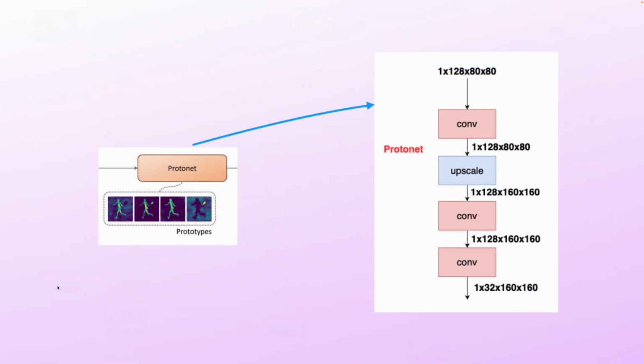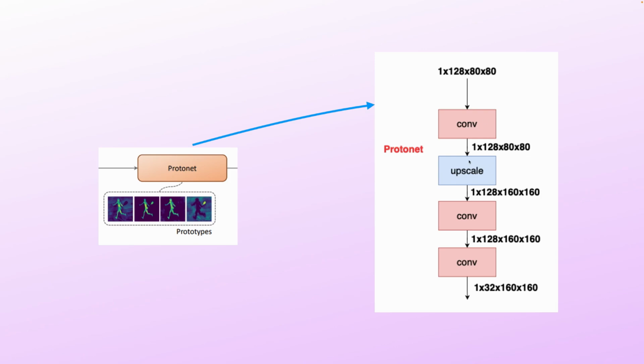It's a very simple architecture. It just has 3 convolution layers. That's it. This is the Protonet, right? The input comes from the neck, which is the path aggregation network, and the output is these prototypes. So the neck output, which is 128 by 80 by 80, goes as input to the Protonet, and it has 3 convolution layers. The first convolution layer doesn't change anything. The feature map output is still the same.